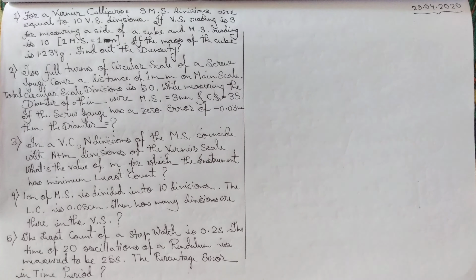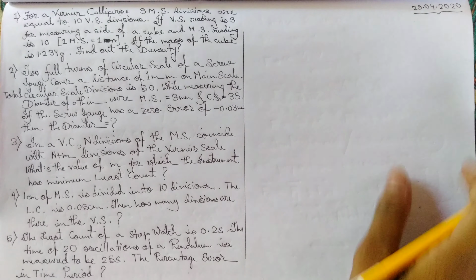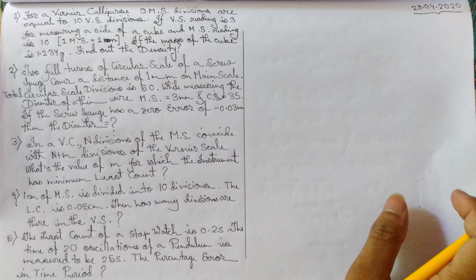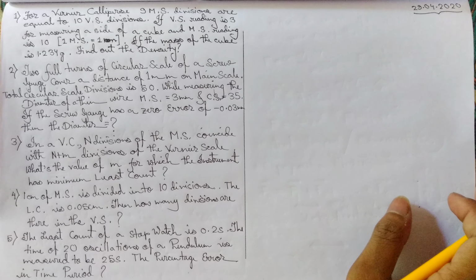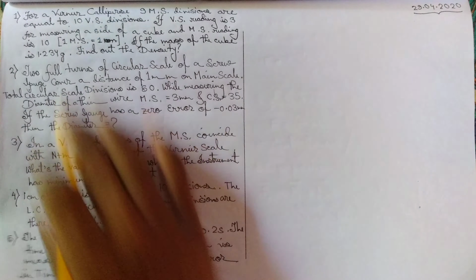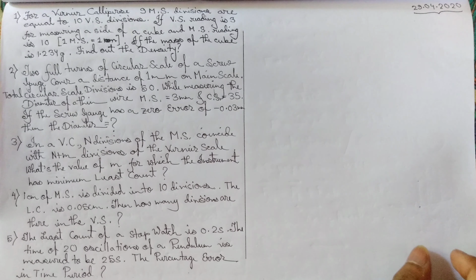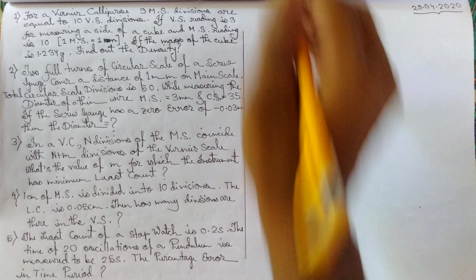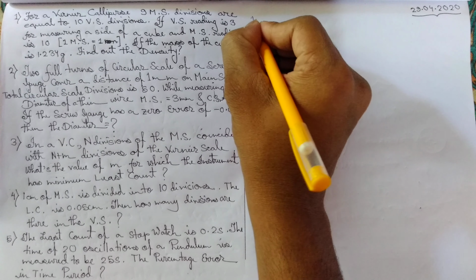So today we are going to solve some numericals related to some experiments. In class 11th we will be familiar with vernier calipers, screw gauge, and some pendulums, right? So there are some theoretical problems related to that part. Okay, so let's go to the first problem.